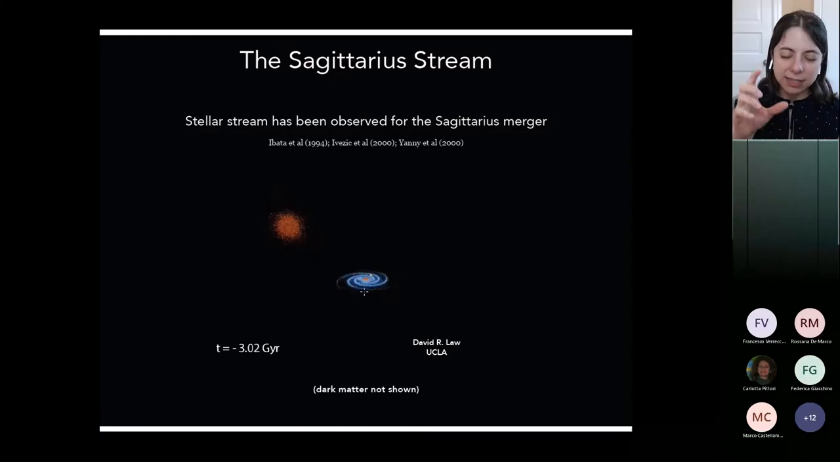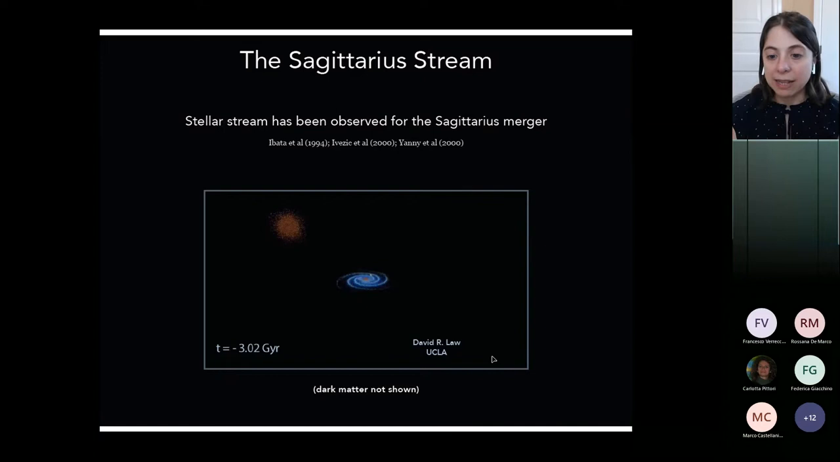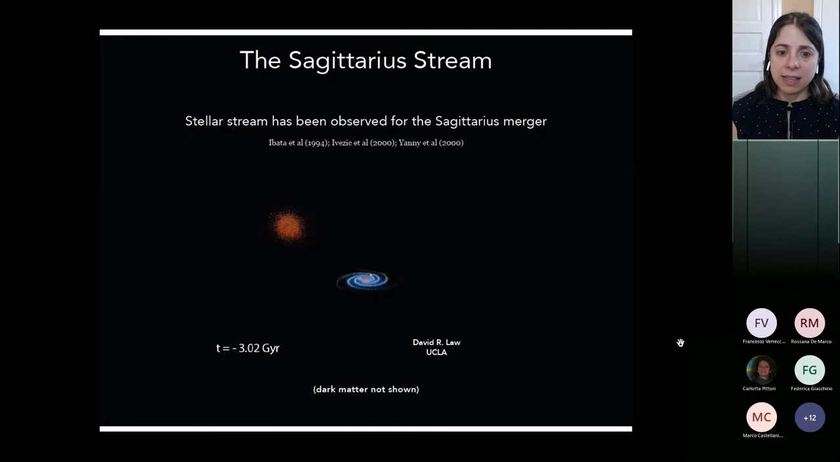Stars that actually trace out the orbital path of Sagittarius. It's perhaps one of the most spectacular streams that have been observed in our galaxy. Next slide.